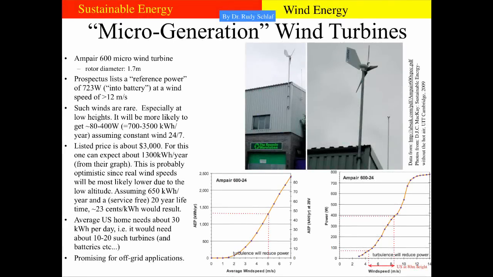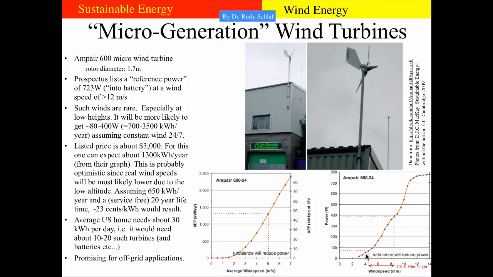Before I summarize this segment, I want to discuss micro-generation wind turbines. They seem to have become popular in recent years because they are not too expensive. And so many people think one could significantly cut down on the power bill every month by having such a wind turbine. Now here we have an example, the Ampere 600. It has a rotor diameter of 1.7 meters. If you go to the website, a reference power of 723 watts is listed.